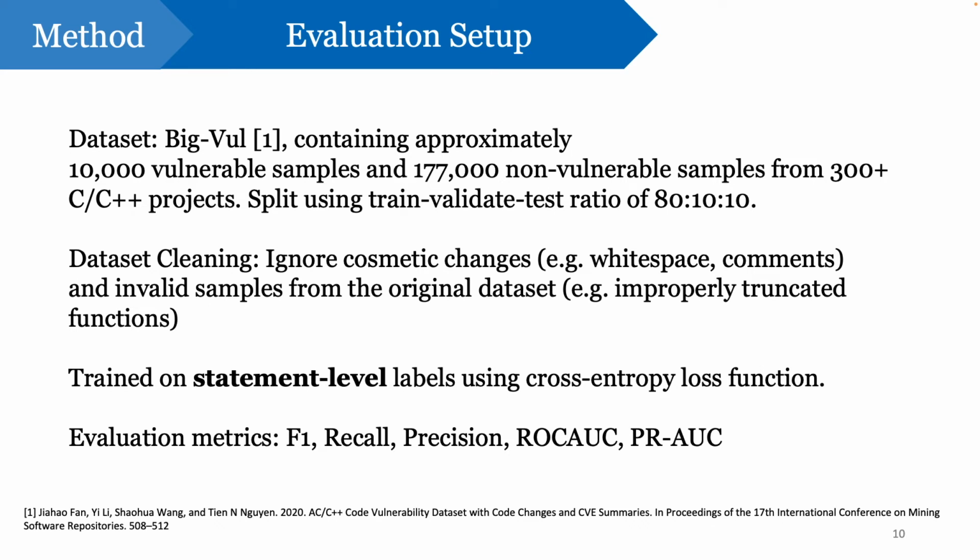We train the model on statement-level labels using cross-entropy loss function. These labels are defined using heuristics defined in the existing literature. First, removed lines in a vulnerability fixing commit serve as an indicator for a vulnerable line, and second, all lines that are control or data dependent on the added lines are also treated as vulnerable. Finally, we evaluate our results using F1, recall, precision, ROC AUC and precision-recall AUC.